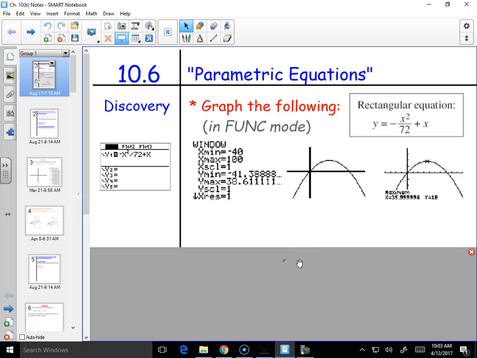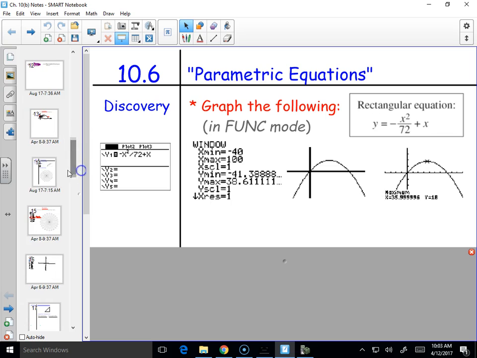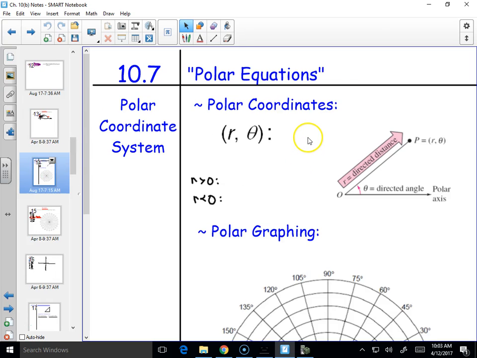10 points. All right, we are starting 10.6 and 10.7. One of them is parametric mode, and one of them is polar mode.